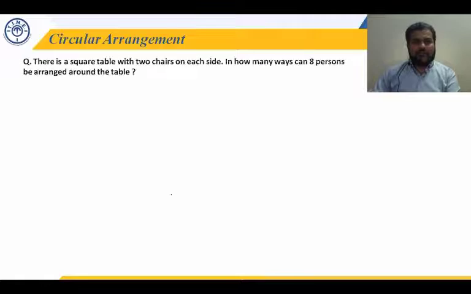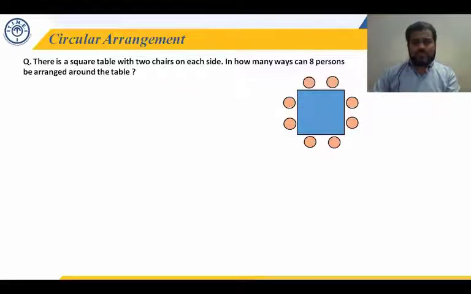Alright. Now let us look at this question. This is also an additional question. It is saying there is a square table with 2 chairs on each side. Now here we have to do the arrangement on a square table. We have to find in how many ways can 8 persons be arranged around the table. So there are a total of 8 chairs, 2 chairs on each side. So the table and the chairs will look something like this.